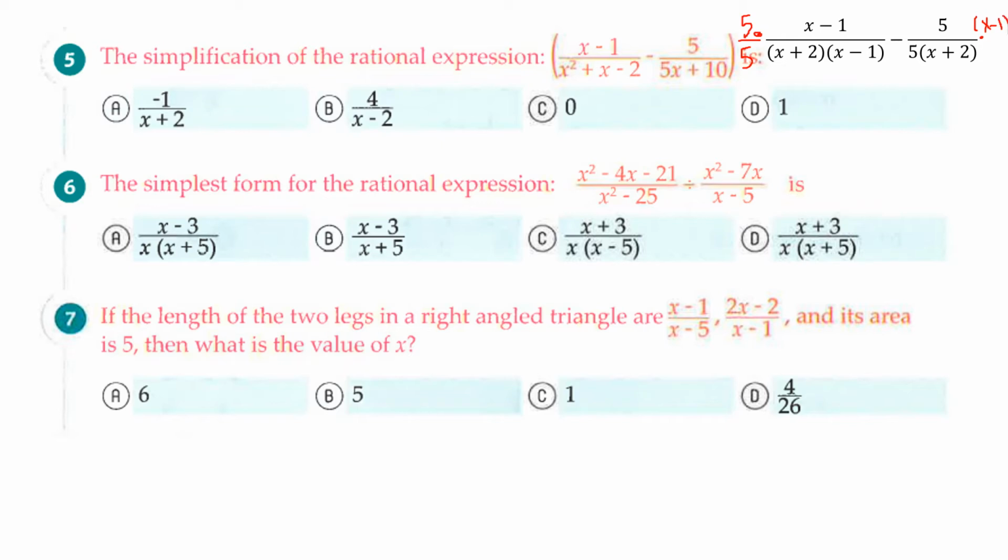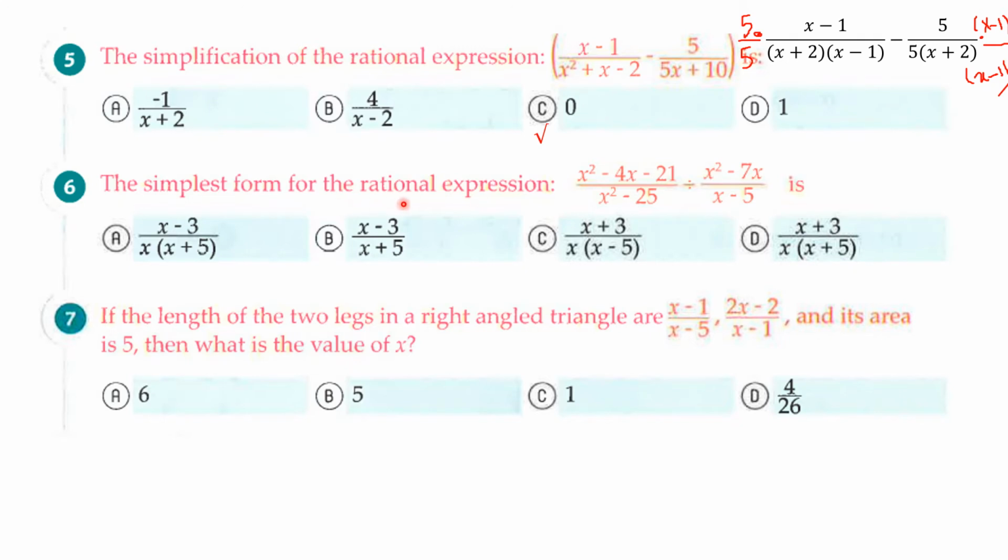After multiplying both sides, you will find out that it ends up as the same thing. How? The first numerator will be 5 times x minus 1, and here the numerator will be 5 times x minus 1. Okay, and here the denominator will be 5 times x plus 2 times x minus 1, and here 5 times x plus 2 times x minus 1. So obviously the answer is 0.